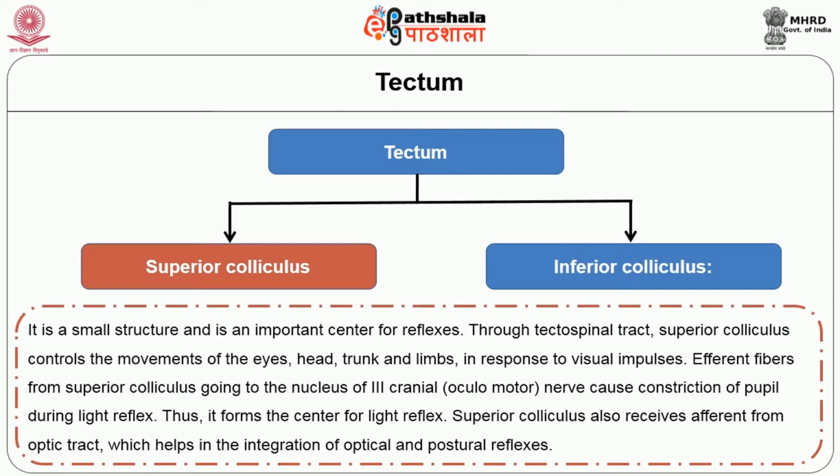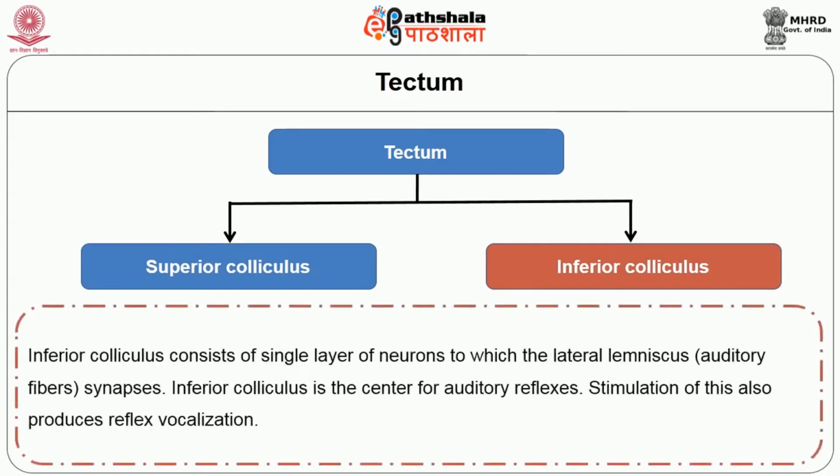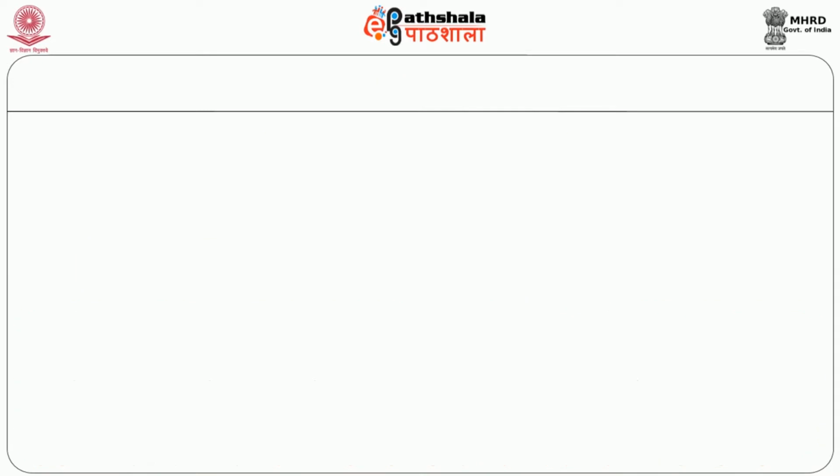The superior colliculus also receives afferents from the optic tract, which helps in the integration of optical and postural reflexes. The second one is the inferior colliculus, which consists of a single layer of neurons to which the lateral lemniscus, that is the auditory fiber, synapses. The inferior colliculus is also the center for auditory reflexes, and stimulation of this also produces reflex vocalization. We are just passing on to the cerebral peduncles.